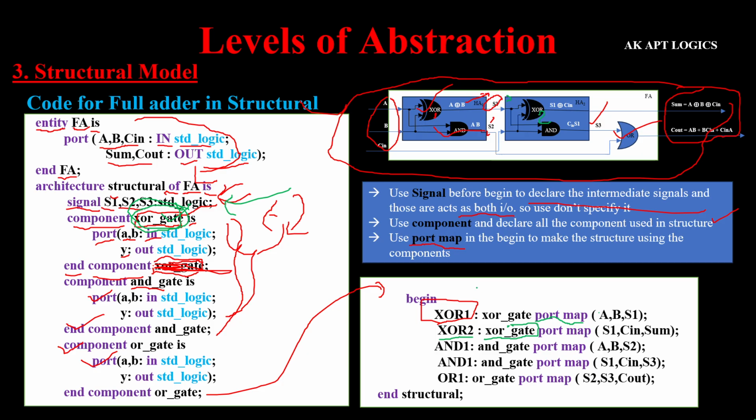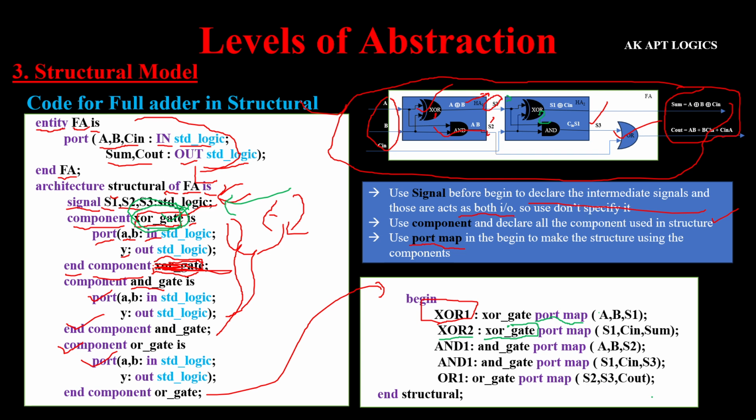The same XOR gate you can use an infinite number of times. You can instantiate it and port map it in the begin block, so that we are going to use the same. Then what's the difference? The difference will be in the port map. In the port map, the inputs and outputs you specify will show you the difference.